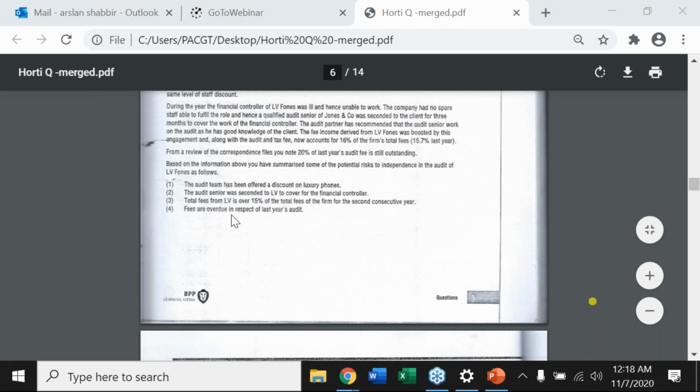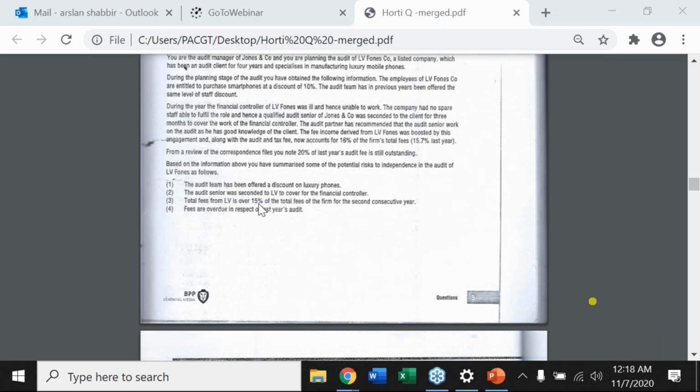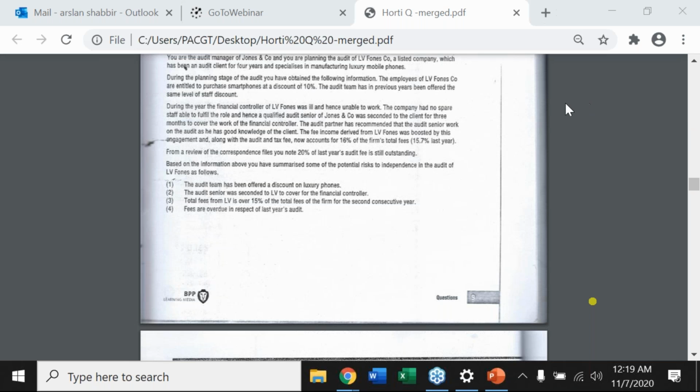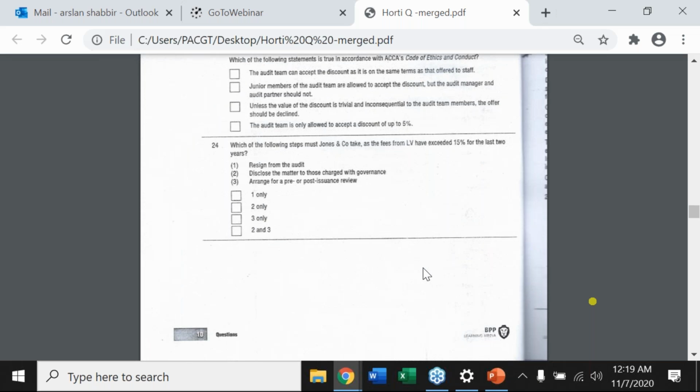That's the explanation of the fourth point. And the explanation of the third point is that 15% of the total fees is exceeded. So maybe there is a client that has a dependence on this, so it is also the self-interest threat. Now, what would be the right option? Yes, you're right, self-interest because it's a fee dependence. So we are going towards the answer.